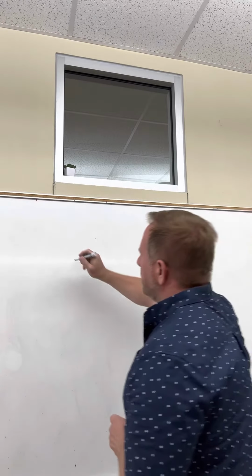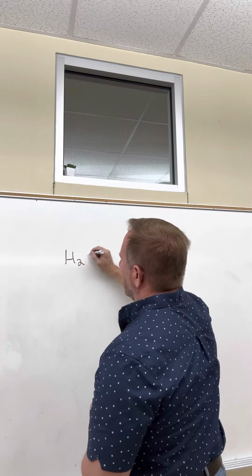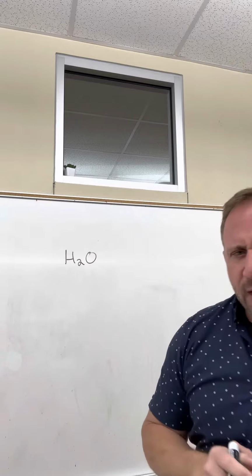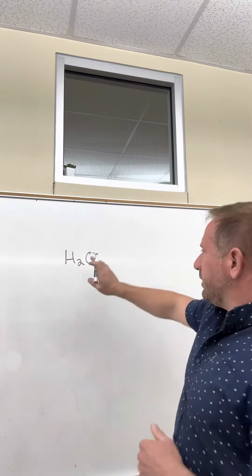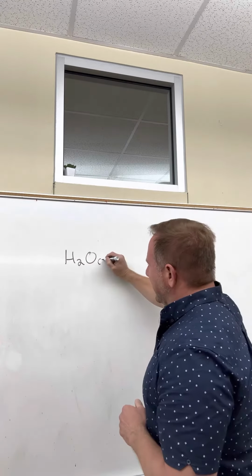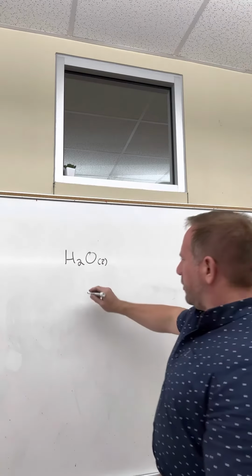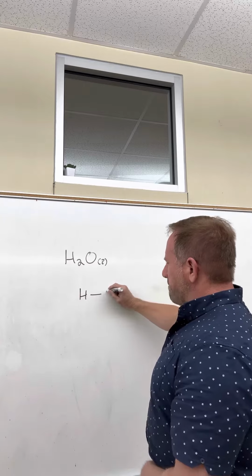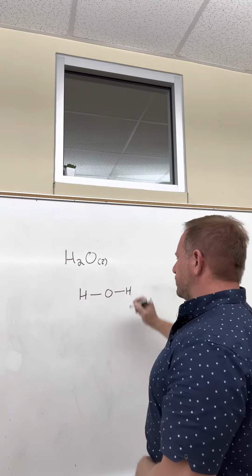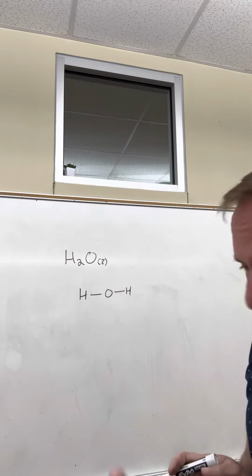Do another one, very common, water. When we look at water, 6 plus 2, 8 valence electrons. Follow the same rules. We have a hydrogen, bond it to an oxygen, bond it to a hydrogen. Just draw it out like this.